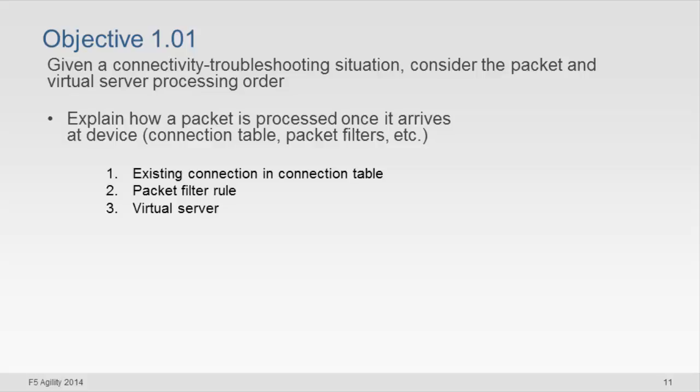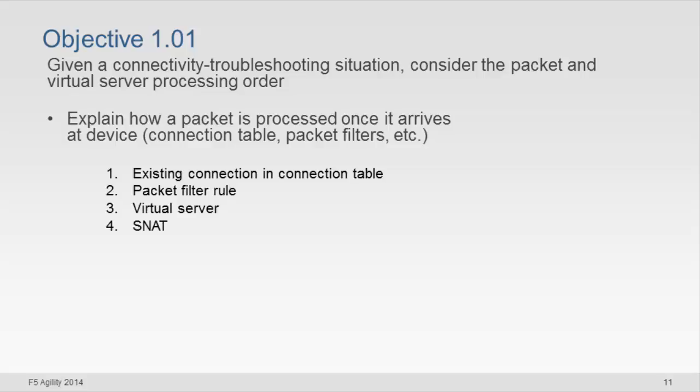The third part of the processing order is now a listener. It's the virtual server. Is there a virtual server configured on the Big IP platform that is listening on the IP port combination that is being connected to, that allows traffic to be taken in on the box and processed? So our third step is a virtual server.